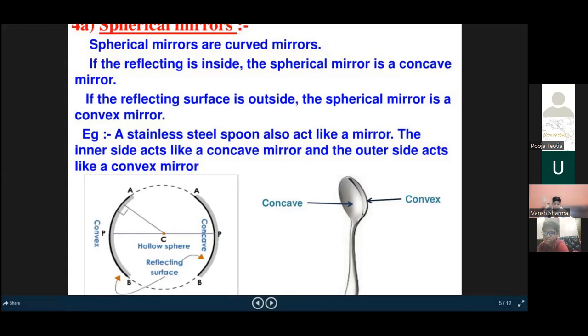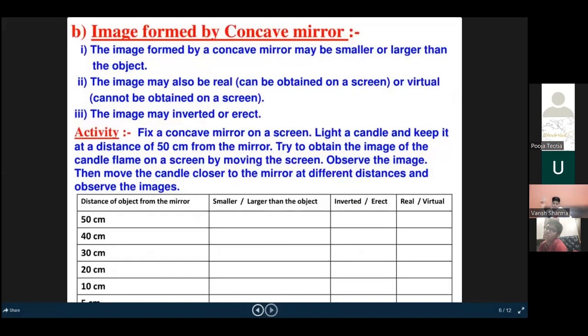Next, we have to see what type of images are formed by concave and convex mirrors. Image formed by the concave mirror. Children, we have an activity in your book: we need to light a candle, and we have kept the mirror and the screen. Three things we have kept.